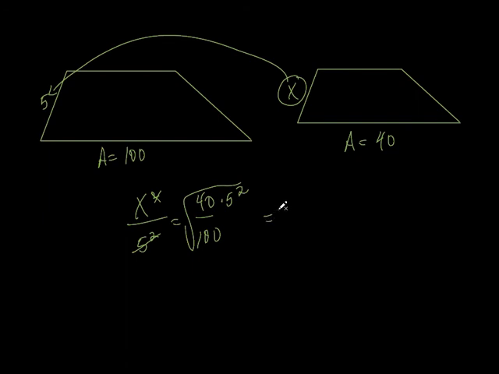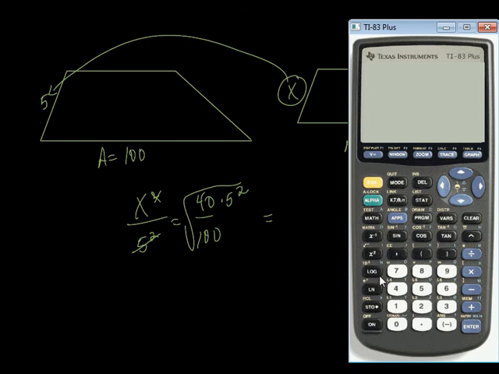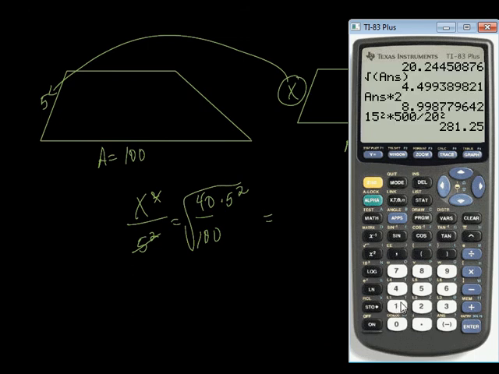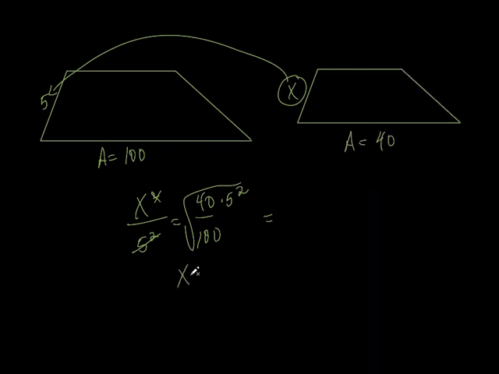Alright, so let's put some numbers in there and see what we come up with. It's 40 times 25, because that's 5 squared, divided by 100. That's 10. And then you take the square root of it, and the square root of 10, answer equals 3.2. We'll just say 3.2 because it says rounded to the nearest tenth. So x is 3.2.